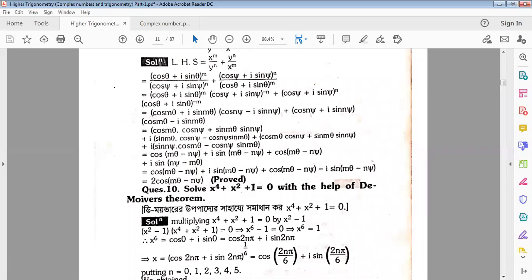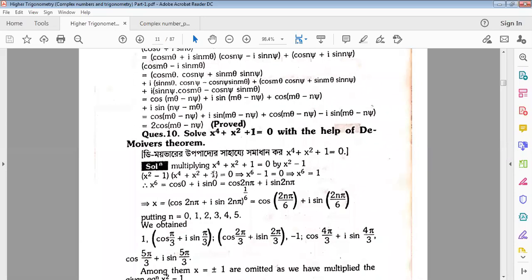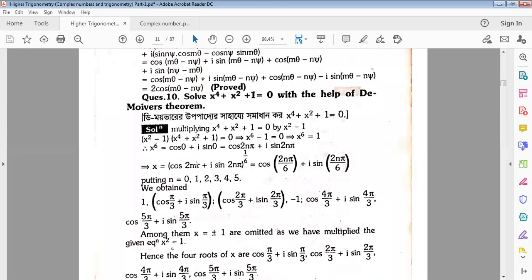Okay, then only 2 cos(mθ − nψ). This is very easy for you. Now another application of de Moivre's theorem, solve this. We have to solve this one with the help of de Moivre's theorem.